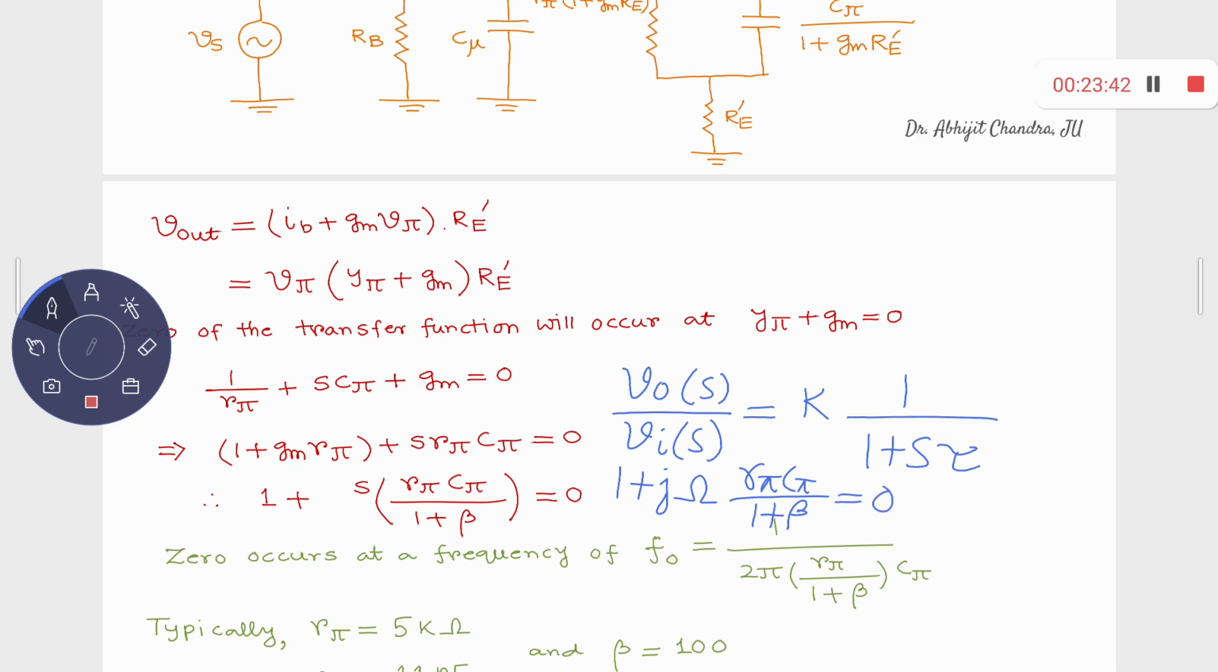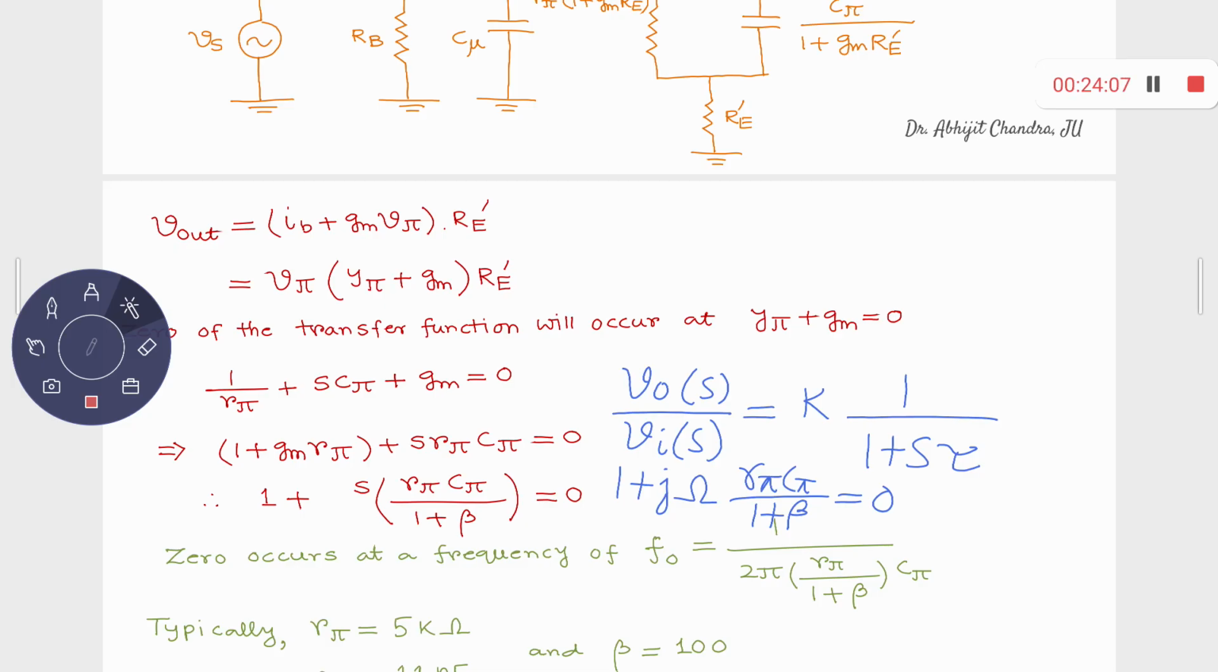So from here I can find that my 0 frequency is occurring at 1 by twice pi into R pi by 1 plus beta multiplied with C pi. This is the frequency, 1 by twice pi R pi C pi upon 1 plus beta. That is the 0 frequency. That means at that particular frequency, your frequency response will become 0.